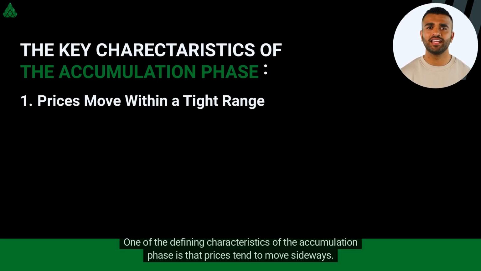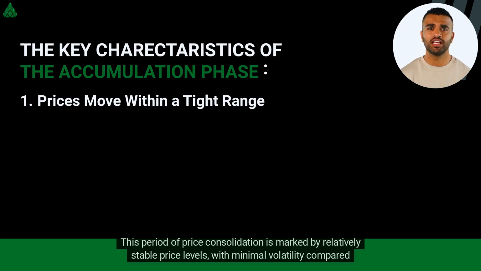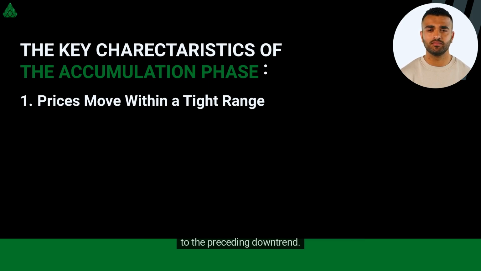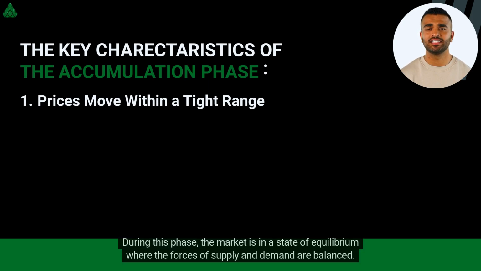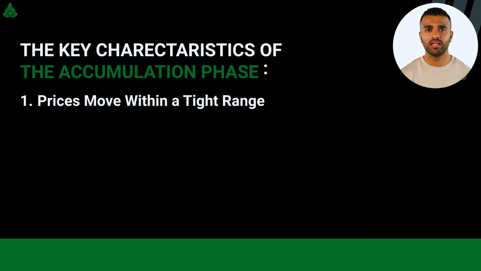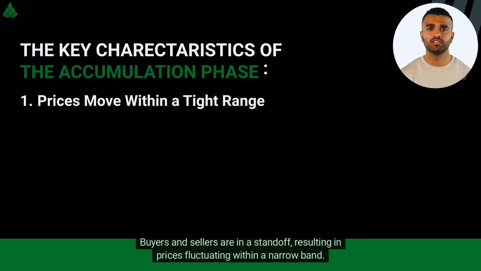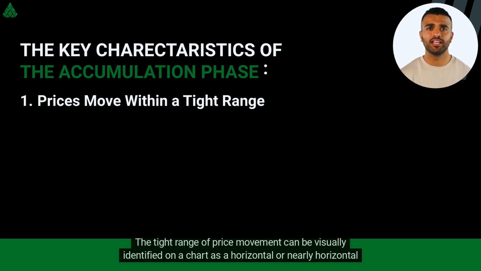One of the defining characteristics of the accumulation phase is that prices tend to move sideways. This period of price consolidation is marked by relatively stable price levels, with minimal volatility compared to the preceding downtrend. During this phase, the market is in a state of equilibrium where the forces of supply and demand are balanced. Buyers and sellers are in a standoff, resulting in prices fluctuating within a narrow band. The tight range of price movement can be visually identified on a chart as a horizontal or nearly horizontal pattern.